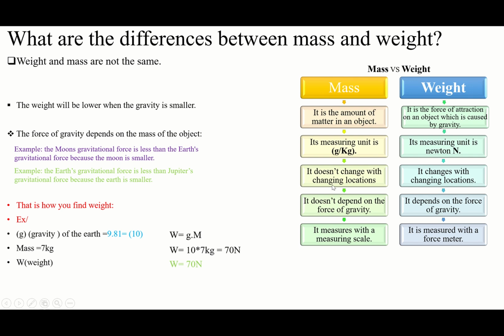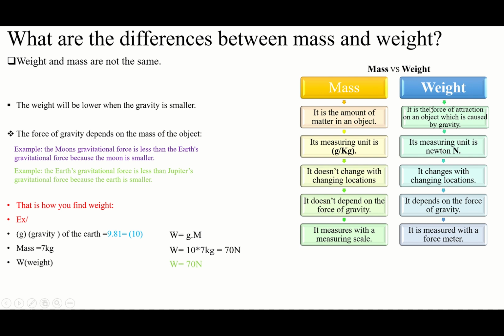So another one, these are 2. Let's go for the next one. The mass doesn't change with changing locations. It means if you change the location from one planet to another, from Earth to Moon, to space, to Jupiter, to any other planets, your mass will stay the same. If you are 50 kilograms, you will stay 50 kilograms. Your mass will not change by changing locations. You are 70 kilograms, you will stay 70 kilograms.